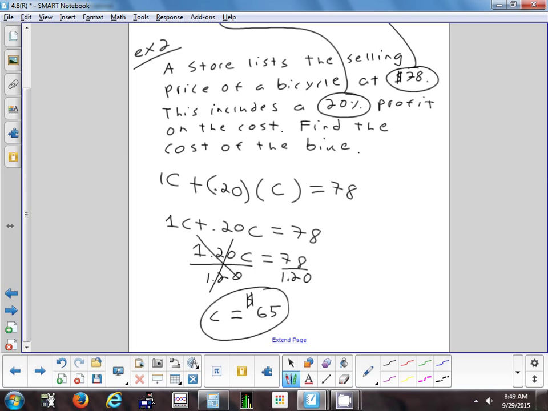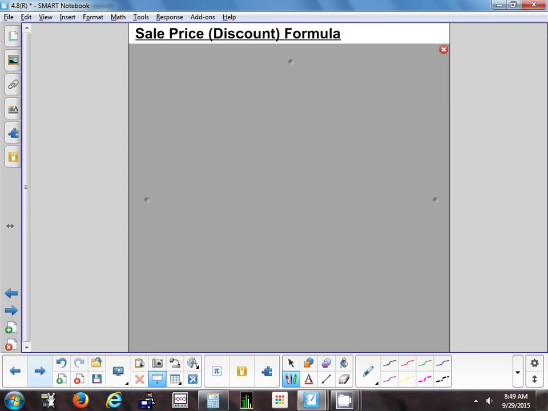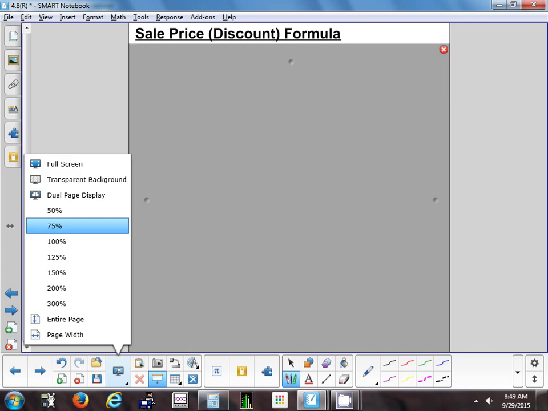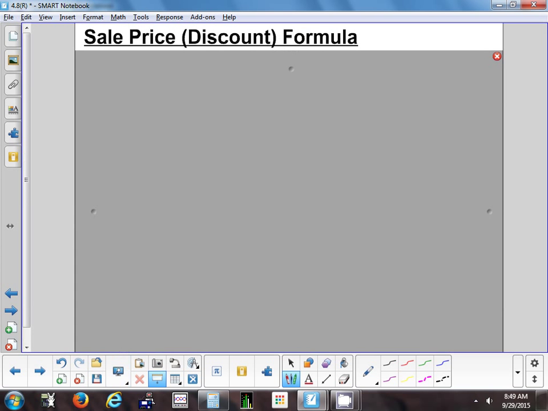Okay, so we got sales tax, we got profit, and this is our second to last one. Okay, this is sale price. Kind of like the last one, it's a discount, except all the ones we've done so far had a plus sign in them. Sales tax makes your item cost more. Stores charge you more. Discount, what's that? That's not more, it's less. So we're going to have a minus in this one.